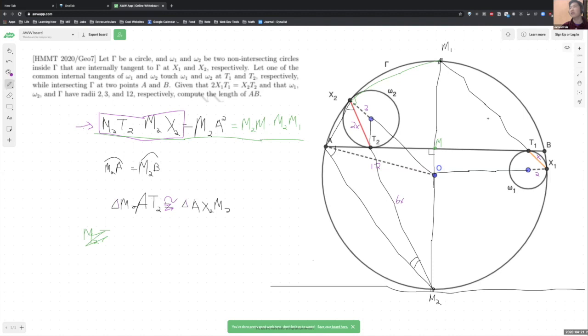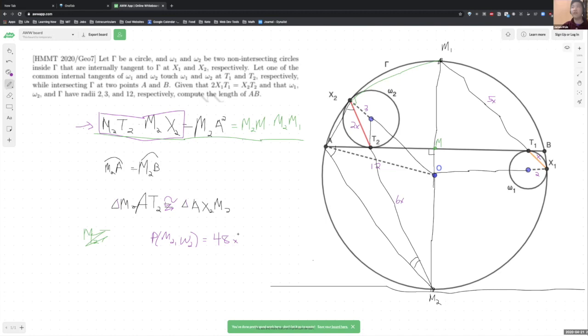Yeah, and then this length over here is going to be 5x, because m1 x1 as a whole is 6x, right? So then we can write the power of m2 to omega 2. We can write this out, and this is just exactly 6x times 8x, right? Which is 48x squared.